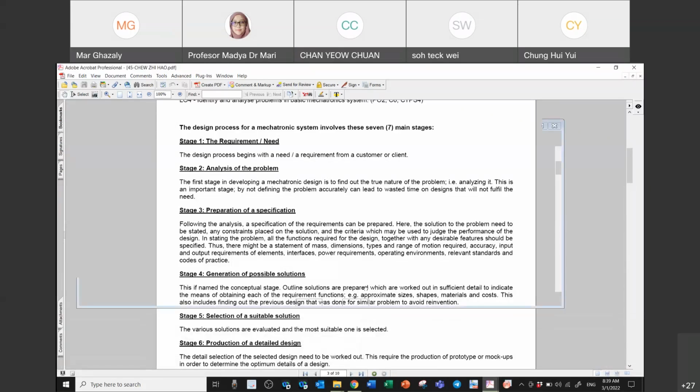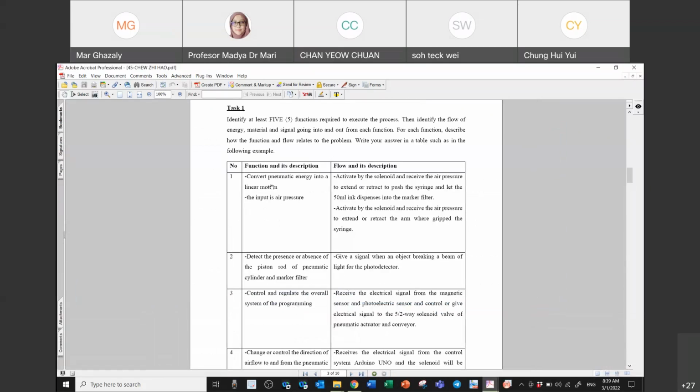Sorry. Okay, so number one, I think the function is okay. Convert the pneumatic input, which is air. Then a bit about explaining. Here Chu explains and lets the 50 mm disperse, and so on. So I would suggest before this function description, add another column, which is requirement.